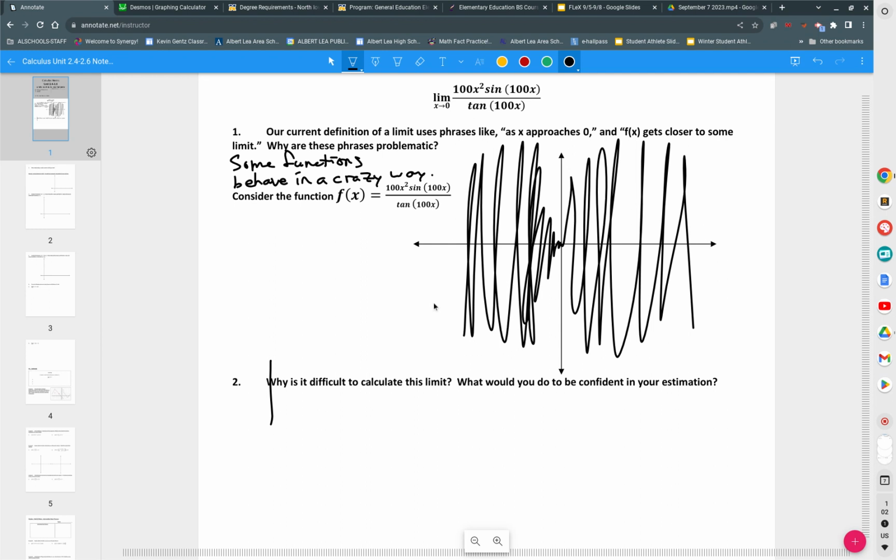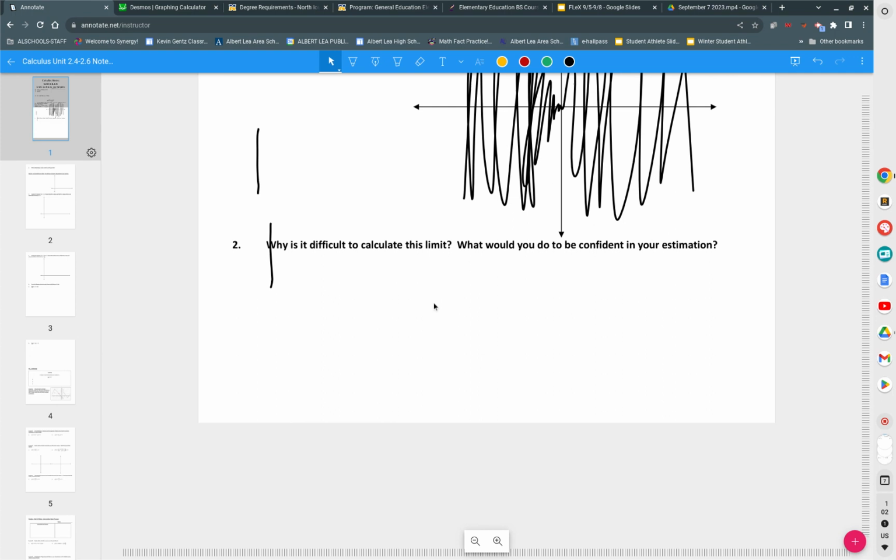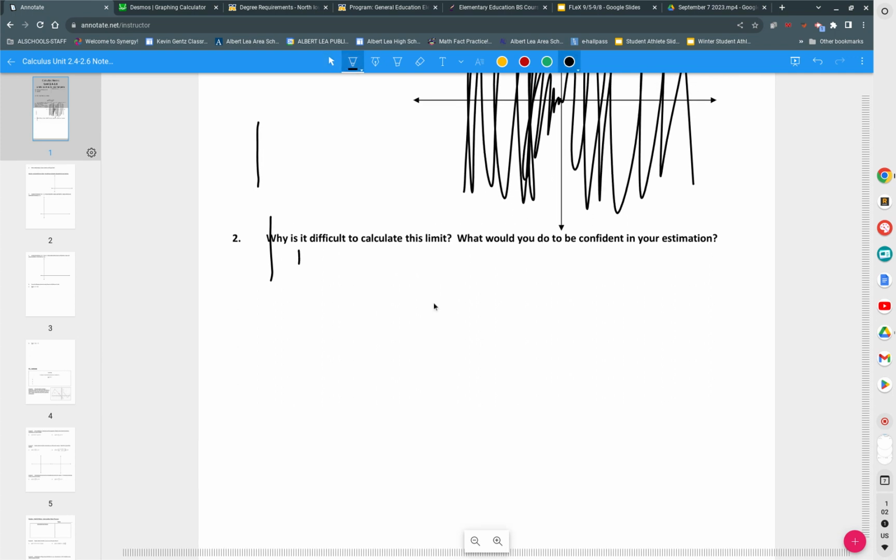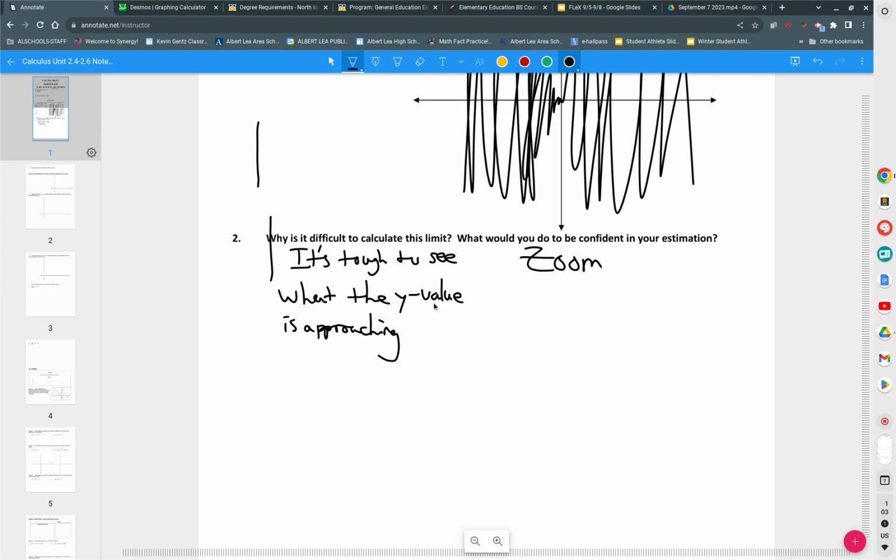So we would say that it's difficult to calculate this limit because it's tough to see what the y value is approaching. So when we saw this, we said, hey, it's difficult to know the y value that's approaching. What was it that we decided to do in order to become more confident in our estimation? We zoomed in. We zoom in.